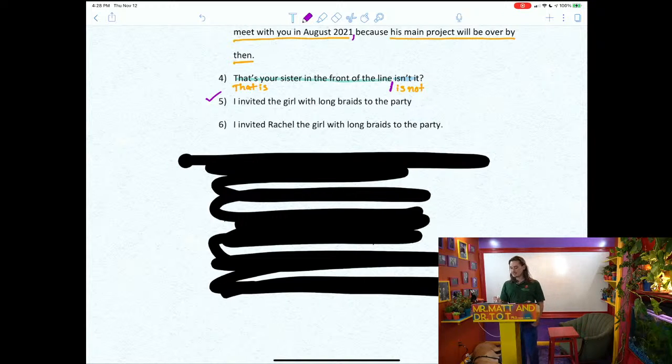But in 6, I've identified Rachel by name already. So I've already identified the individual who's the subject of the sentence or of the action. So I invited Rachel, comma, the girl with the long braids, comma, to the party. The reason being is that the essential information is I invited Rachel to the party. The girl with long braids now is non-essential and parenthetical. Therefore, when it occurs mid-sentence, it has to be surrounded by commas.